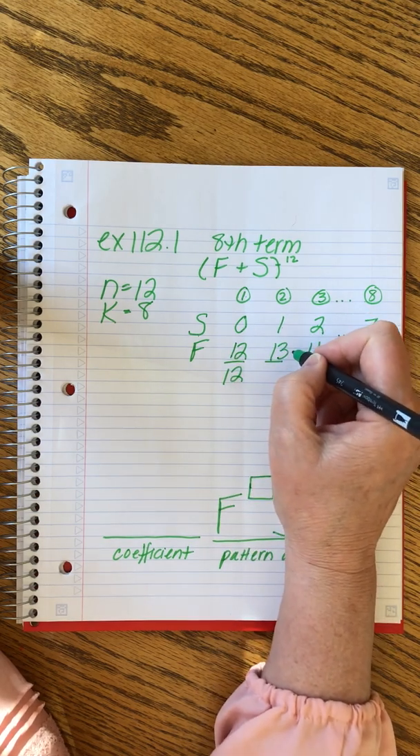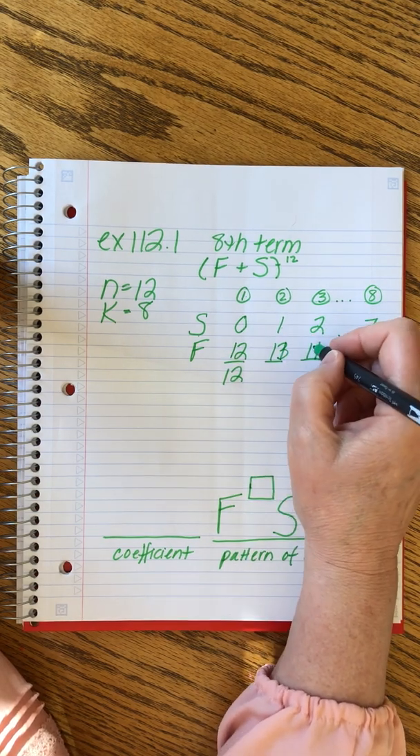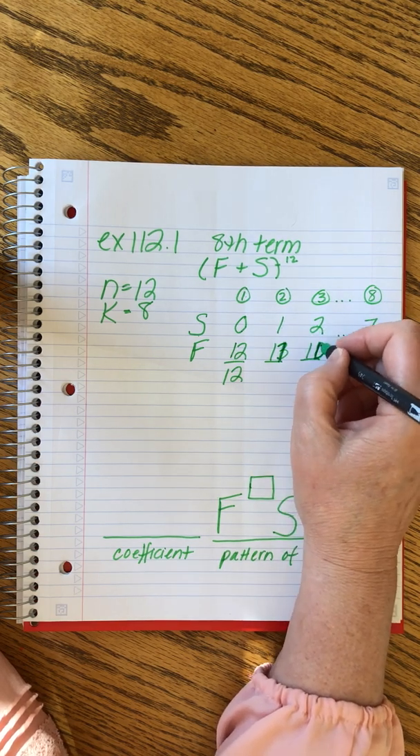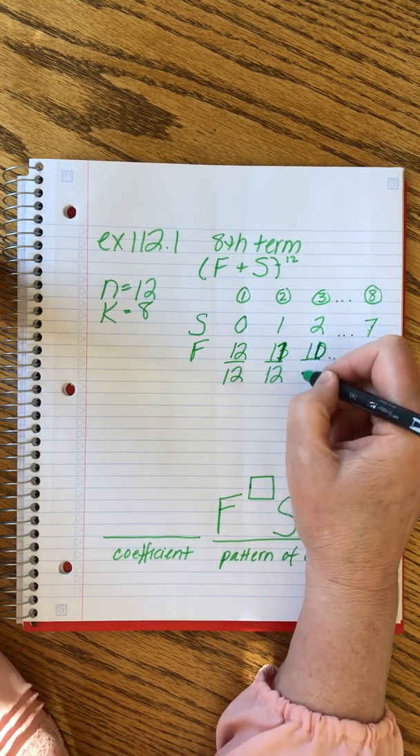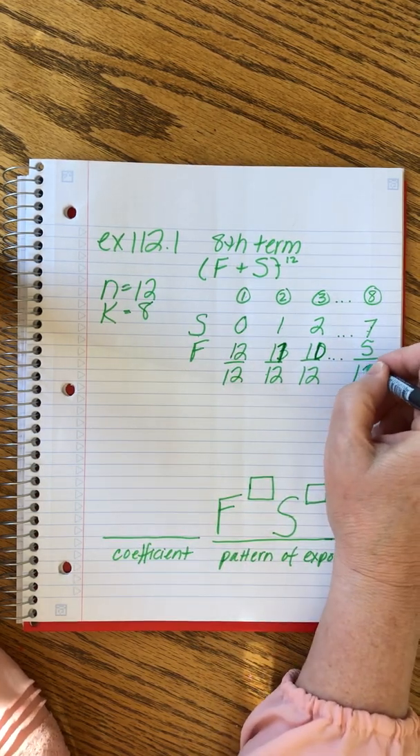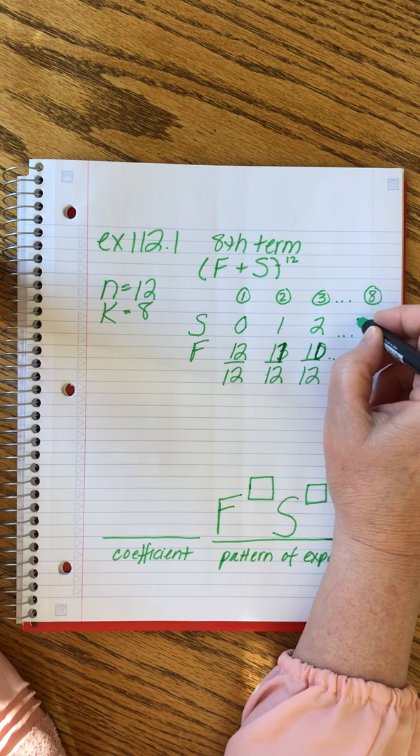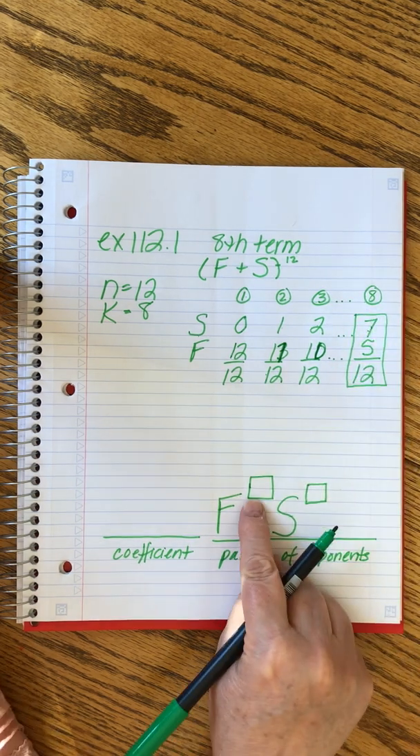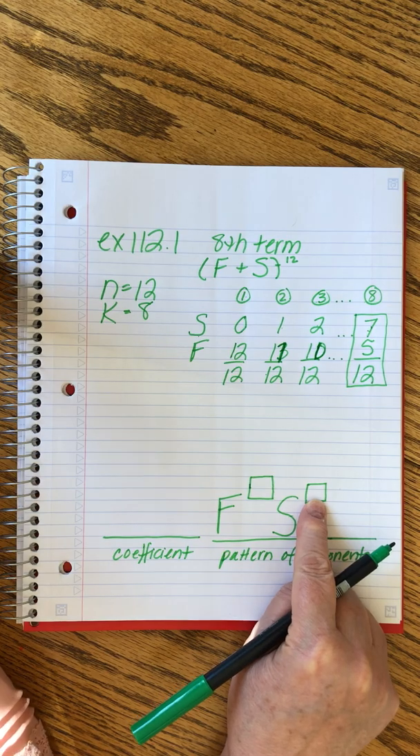Oh, wait. What am I doing? Sorry, my brain went sideways. This adds to 12, this adds to 12. So this is going to have to be 5. We know because this has to add to 12. So this gives us the numbers we need there, right?